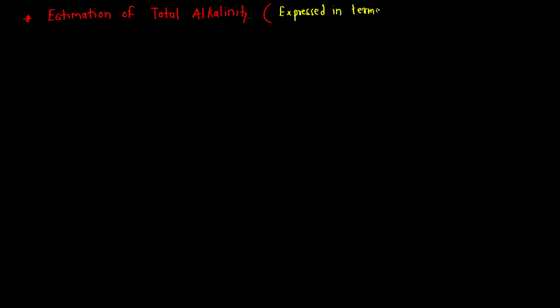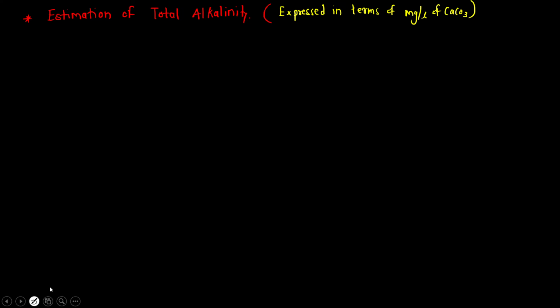Now the next point here is how to estimate the total alkalinity. So estimation of total alkalinity. Both acidity and alkalinity, we have seen that they are to be expressed in terms of mg per liter of calcium carbonate.